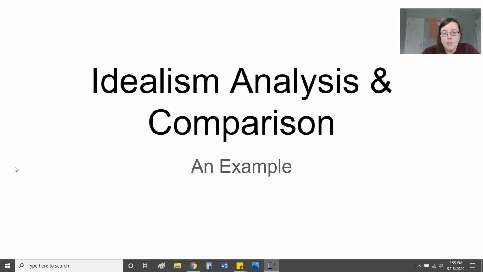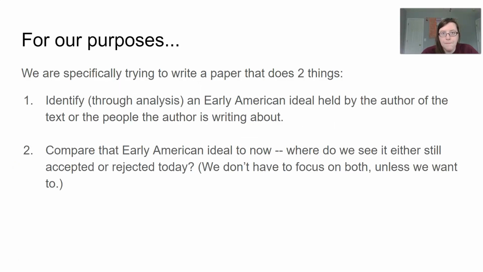So let's take a look at the first couple of slides, which will be more like theory, and then we'll look at an example at the end. For the paper that we're writing, this paper has to do two things. It has to identify, through analysis of a text, an early American ideal held by the author of the text, or held by the people that the author is writing about.